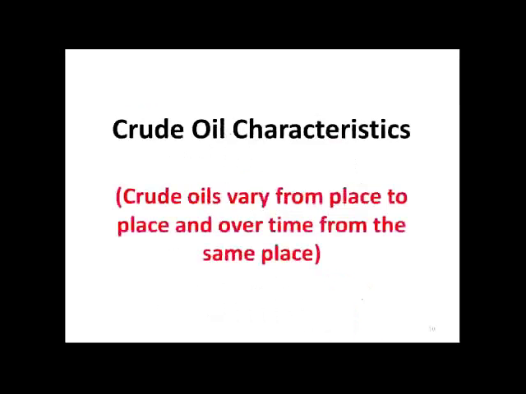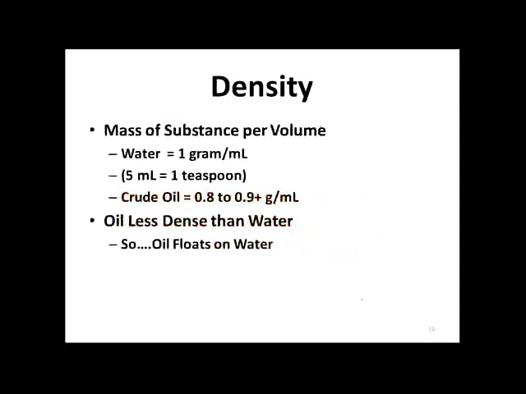Okay. Now, the other thing we talked about last time is crude oil characteristics. And we decided that crude oils vary from place to place and over time from the same place. So if we were to look at the crude oils in Prudhoe Bay versus the crude oils down in Cook Inlet versus the crude oils down in Louisiana, we would see that those crude oils were different in their composition and in the amount of sulfur they had in them, and a whole bunch of other things. And if we look at a well that's pumped for a long time versus a well that's only just started pumping, we also see a difference over time in the characteristics of the oil. And we talked about that last time.